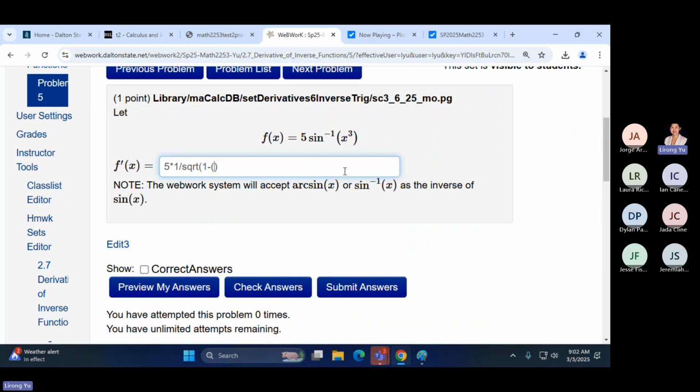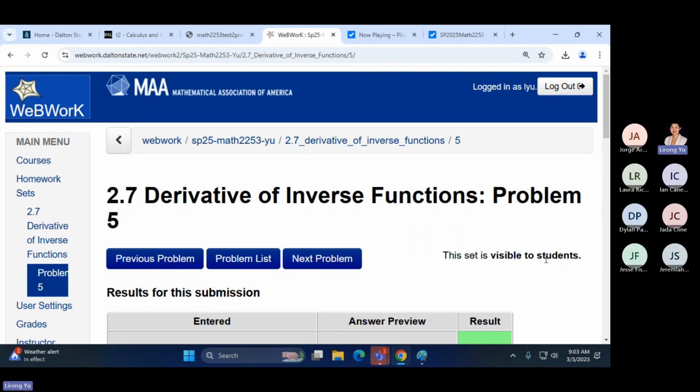We don't have x squared, we have x cubed, so the x cubed has to be squared. That's the outside function: on the outside, it's sine inverse. The derivative of sine inverse is 1 over the square root of 1 minus x squared, and that handles the derivative of sine inverse. And then we have the derivative of the inside function. The derivative of x cubed is 3x squared. So that's how it looks.